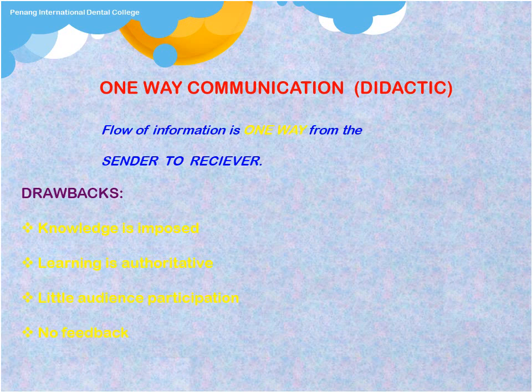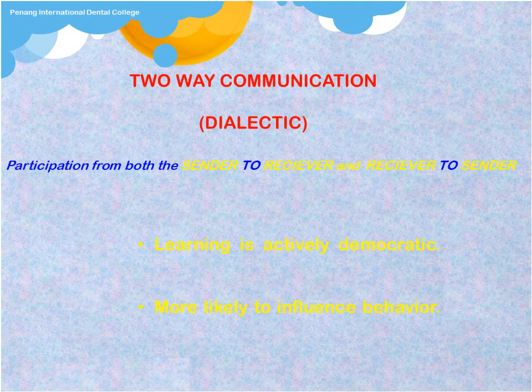So one-way communication is also known as didactic. It is the flow of information only from the sender to the receiver. This is the kind of communication which I am doing with you guys right now. It's only one way, because we are not having any active interaction or participation from your end. In this situation, most of the time the learning is authoritative, because I'm just imposing my knowledge on you. You are not actively participating. That is the drawback. Two-way is the more preferred of the two.